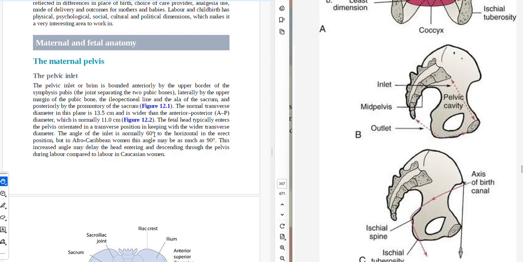So the fetal head typically enters the pelvis oriented in a transverse position, in keeping with the wider transverse diameter. The angle of the inlet is normally 60 degrees to the horizontal in the erect position, but in Afro-Caribbean women, this angle may be as much as 90 degrees. This increased angle may delay the head entering and descending through the pelvis during labor compared to labor in Caucasian women. Let's stop there and understand this a bit.